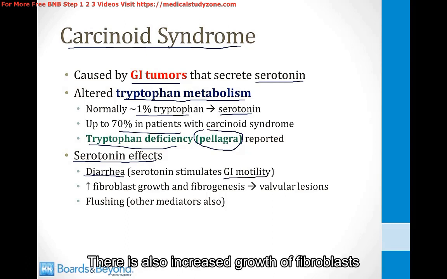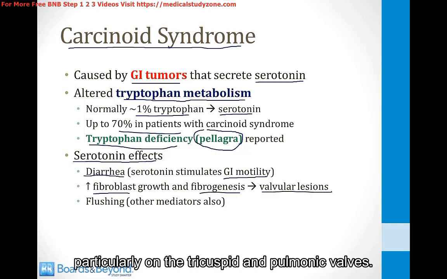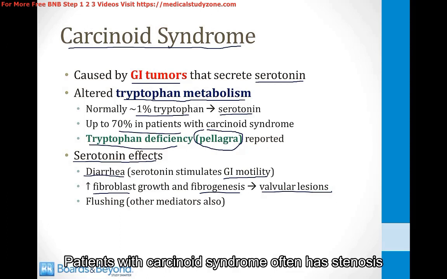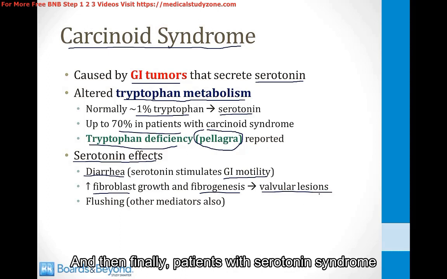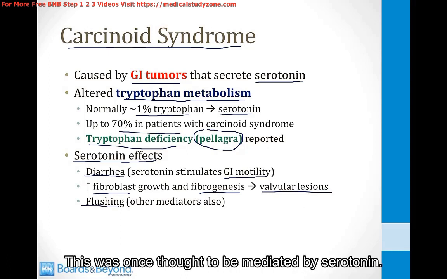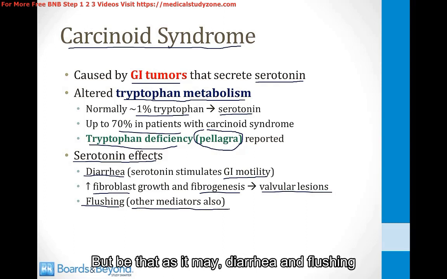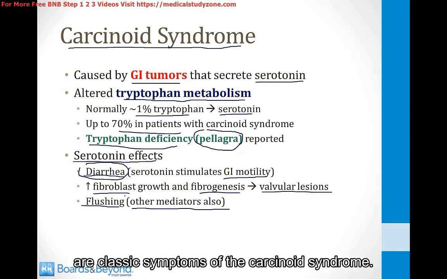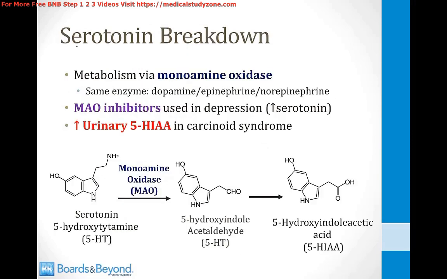There is also increased growth of fibroblasts and fibrogenesis, and this leads to valvular lesions, particularly on the tricuspid and pulmonic valves. Patients with carcinoid syndrome often have stenosis or regurgitation lesions. And then finally, patients with carcinoid syndrome often have flushing of the skin. This was once thought to be mediated by serotonin. It turns out there are probably other mediators like histamine involved. But be that as it may, diarrhea and flushing are classic symptoms of the carcinoid syndrome, and all of this is mediated by abnormal metabolism of tryptophan.